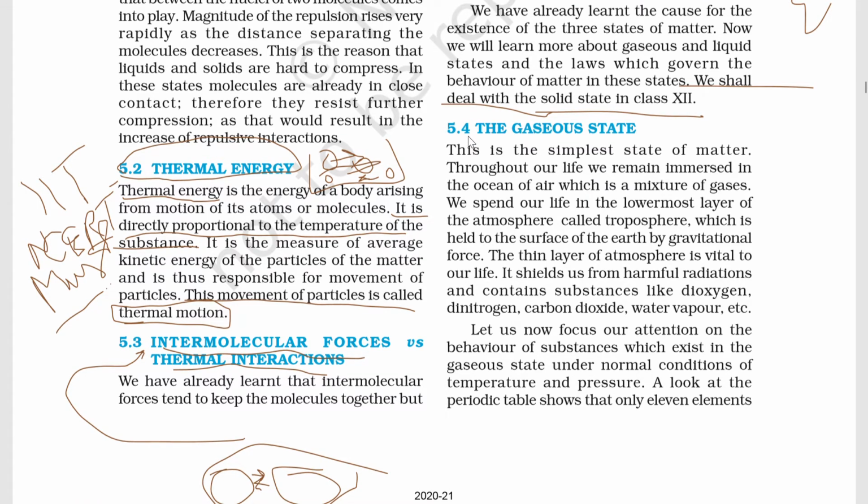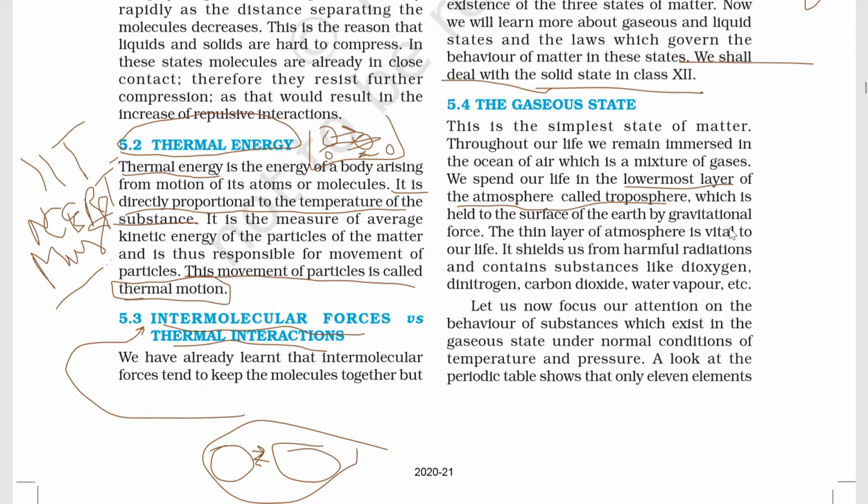This is the simplest state of matter throughout our life. We remain immersed in an ocean of air, which is a mixture of gases. We spend our life in the lowermost layer of the atmosphere called the troposphere. This you can just remember, because it might come as an MCQ: which is the lowermost layer of the atmosphere.